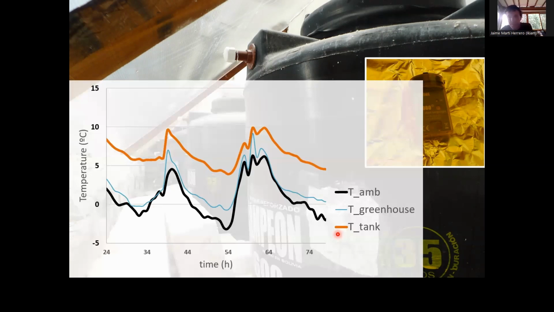And here I can show you some data, taken just 1 month ago. During the night, we are at -3, -2 degrees, but the tank is between 10 and 5 degrees. So it's not bad. We are 10 degrees over the ambient temperature. That is a good point.